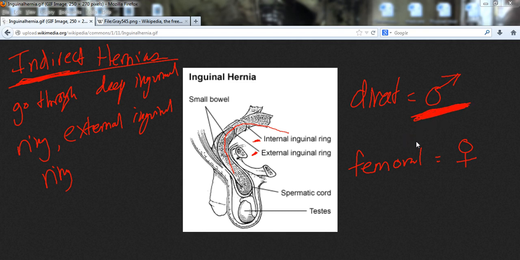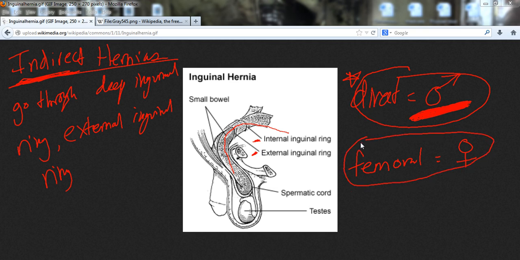So let's say a weightlifter, for example, comes in with a mass that is protruding medial to their inferior epigastric muscles. It's a male bodybuilder. That is the number one presentation for a direct hernia. They were lifting a heavy object. They come in complaining of a bulge. That would be a direct hernia kind of history. Femoral hernias are going to be primarily female.